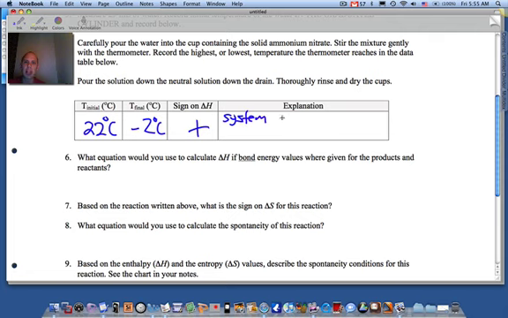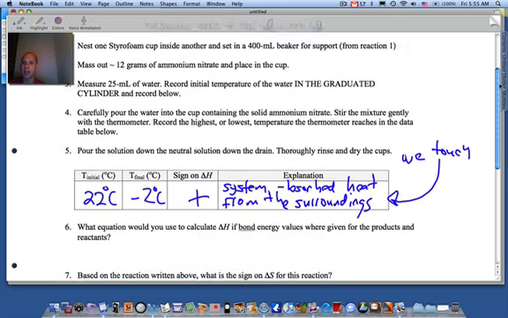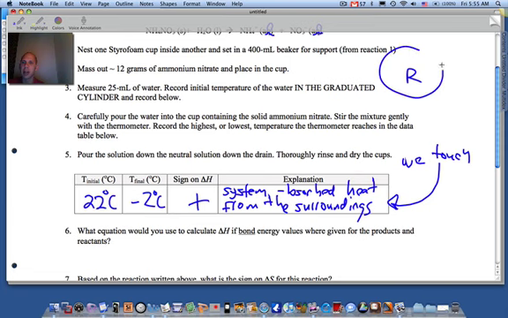The system, or the reaction, absorbs heat from the surroundings. Okay, so if we touch the surroundings, we are going to feel cold. So think about that drawing that I drew last time. In this case, the reaction is taking in heat from the surroundings, so the temperature is going to go down.